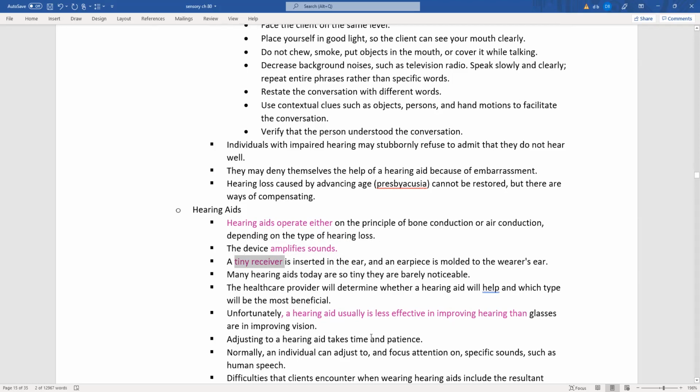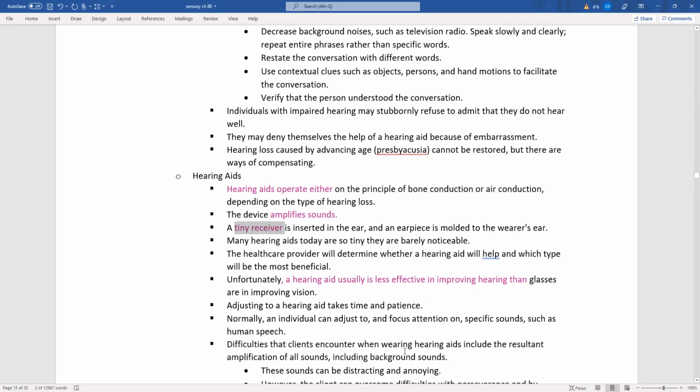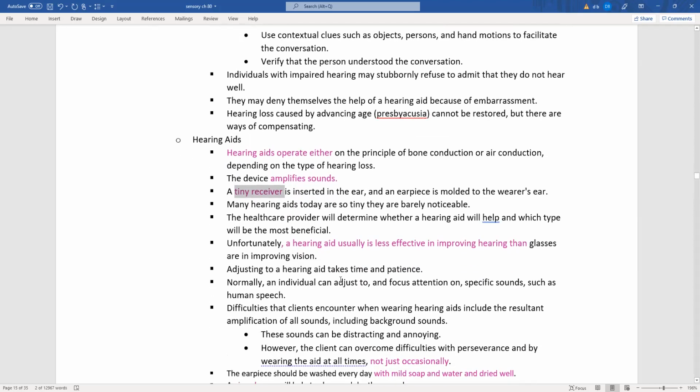Adjusting to a hearing aid takes time and patience. Normally, an individual can adjust to and focus attention on specific sounds such as human speech. Like I can hear deep voices, but not light voices. Like I said, difficulties that clients encounter when wearing hearing aids include the resultant amplification of all sounds, including background sounds.